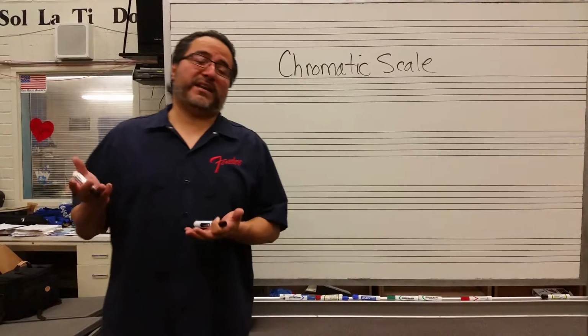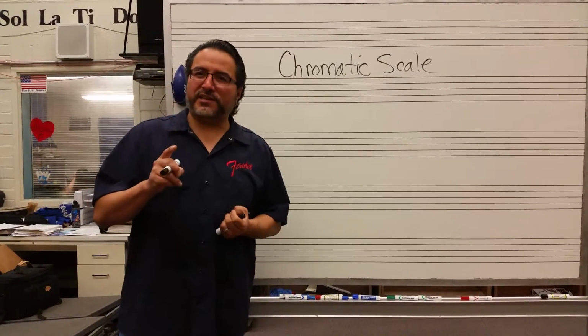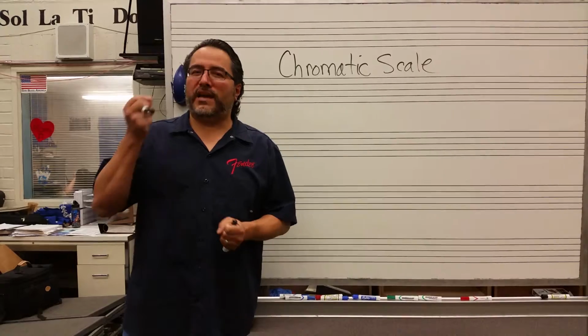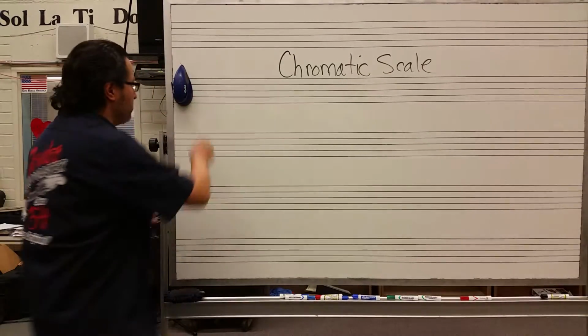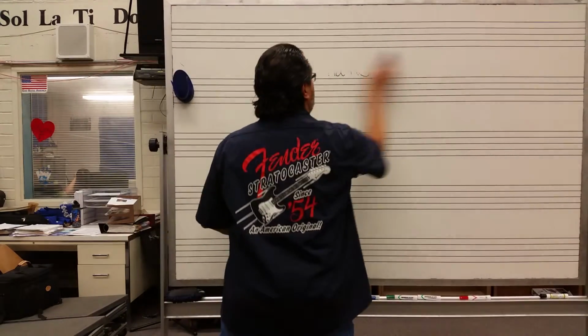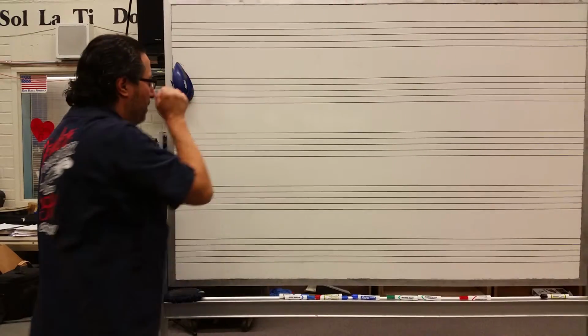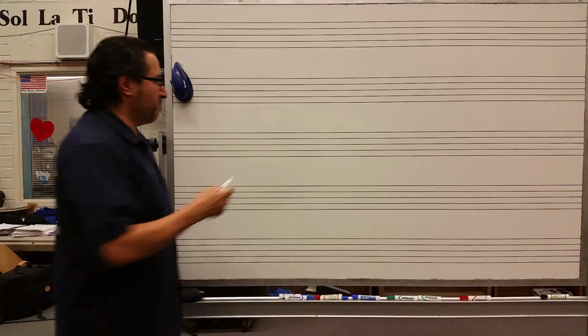Lesson is about the chromatic scale. Now we're going to learn the chromatic scale by using sharps when we ascend and flats when we descend. So I will draw it visually that way. And we're going to leave out certain notes. I'll tell you about that in a minute.